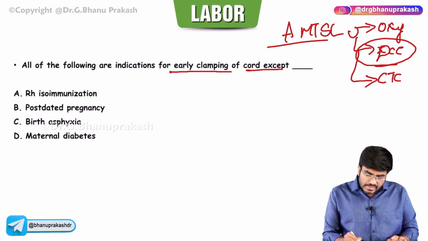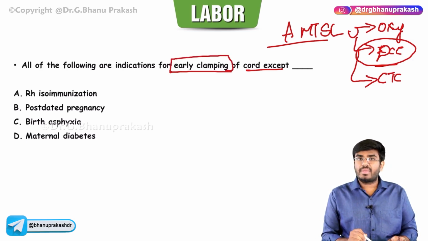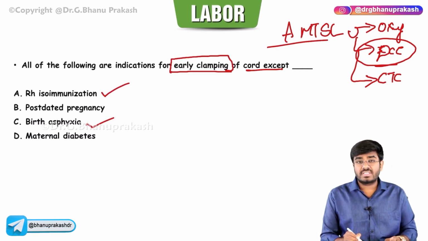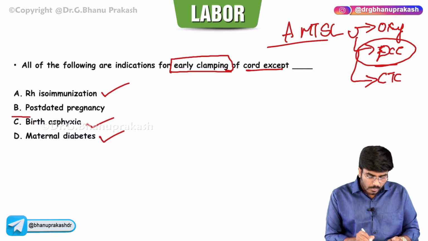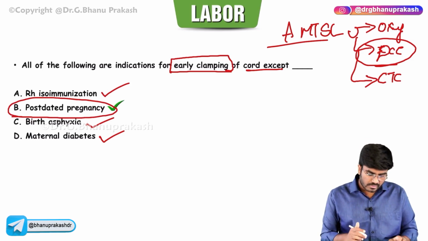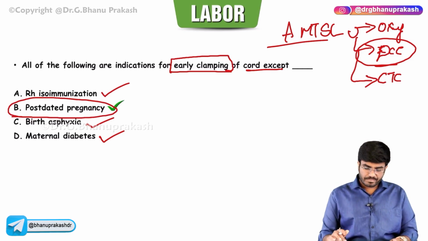But there are certain indications for early cord clamping. What are they? Rh isoimmunization, yes, this is an indication for early cord clamping. Birth asphyxia, the fetal asphyxia, is an indication. Maternal diabetes mellitus, yes, this is an indication of early cord clamping, but not post-dated pregnancy. Post-dated pregnancy is not an indication for early cord clamping. So the answer is B.